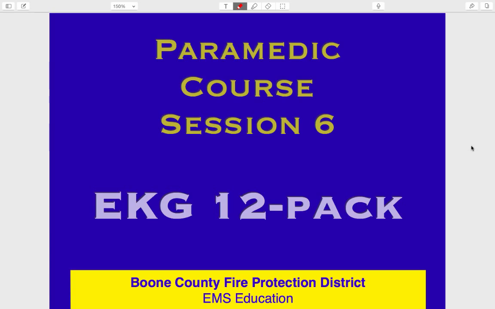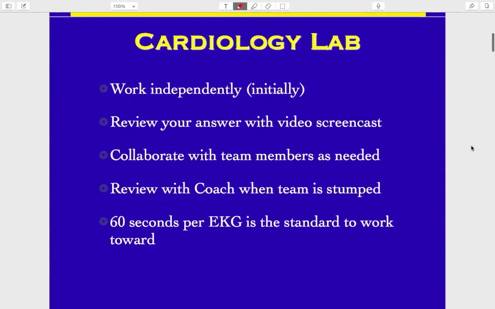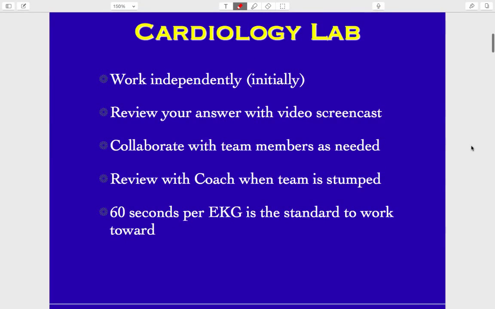Okay, here's the EKG 12 pack for session 6. In the cardiology lab, we like you to work independently to start with and then review the answer on that video screencast. Don't go through all of these without at least watching an answer or two. Then if you're having issues, collaborate with your team members. If that isn't going to work, then get a coach and we will help you.